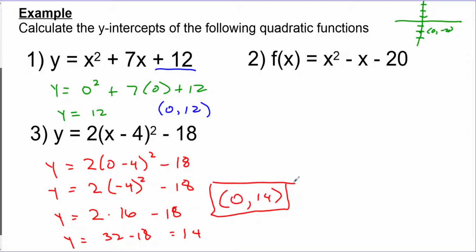And that's all there is to it. For x-intercepts, you're plugging in a 0 for the y and solving for x. For the y-intercept, you're plugging in a 0 for the x, and then you're solving for y.